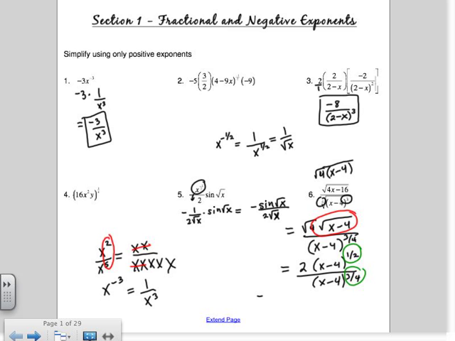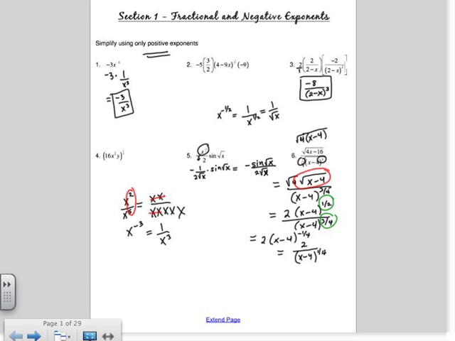So I get 2 times x minus 4 to the negative 1/4, but we can't have negatives, so we have to have positive exponents. So it's going to be 2 all over x minus 4 to the 1/4. Now, I don't care if you leave it like this. That's actually the way I prefer. Or you could write it as 2 over the 4th root of x minus 4. And like I said, we don't have to rationalize in AP Calc, so you can leave it like that.